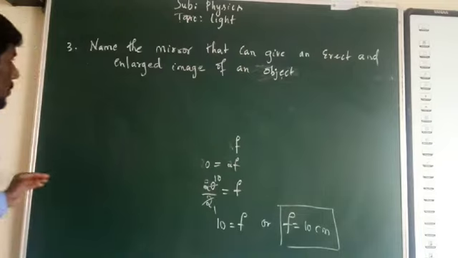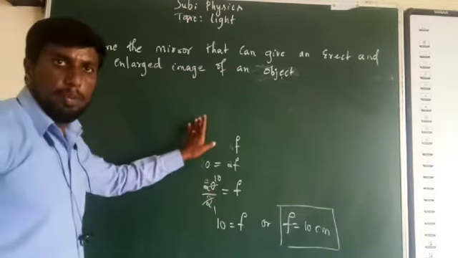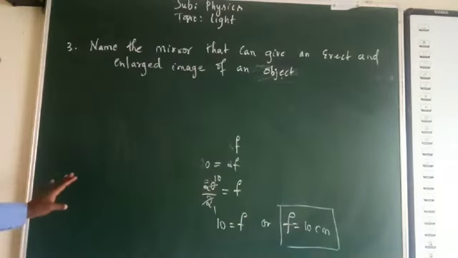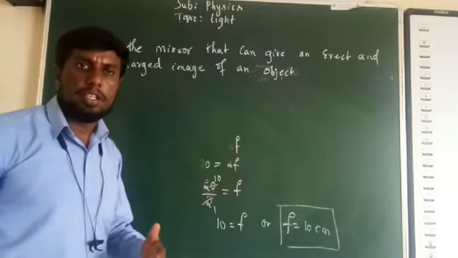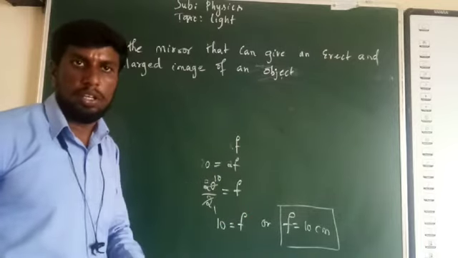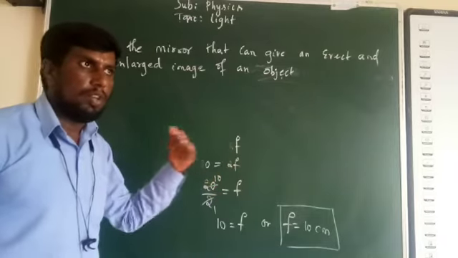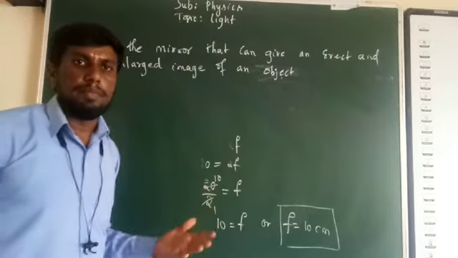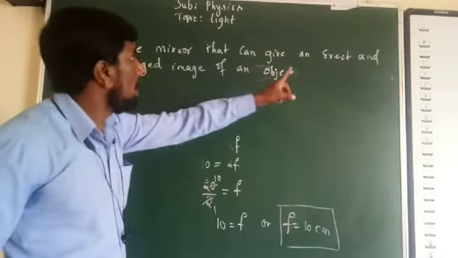So totally we are having three mirrors, right? One will be plane mirror, concave mirror, convex mirror. In that, what is the property of plane mirror? We know that the size of the image is the same as the size of the object in the plane mirror. So that is the property of plane mirror, right? If you are standing in front of the plane mirror, your size will not differ. Your size is the same.